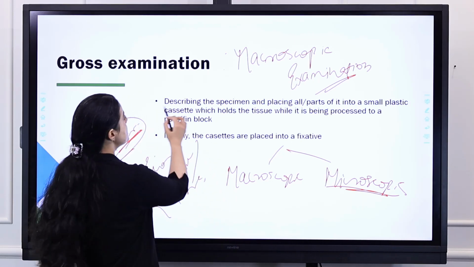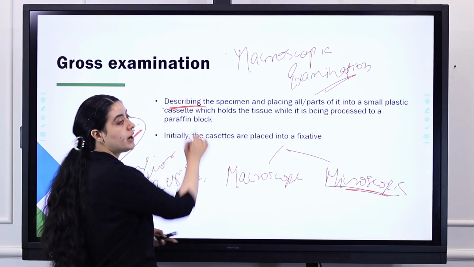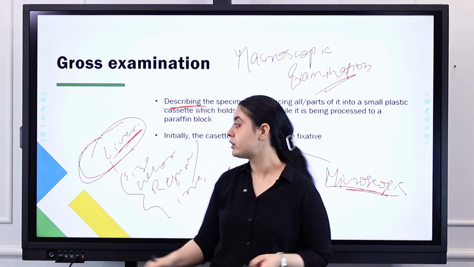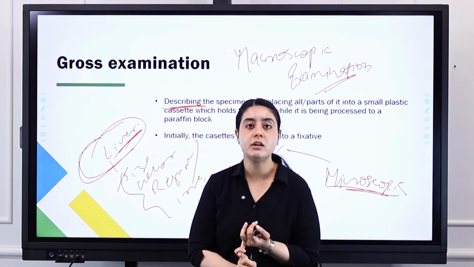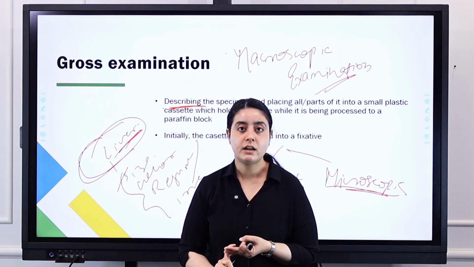So let's read. Describing the specimen, right? You have to describe the whole specimen, as I have told you. Like this is the liver. First you have to know that this is the liver, and this is the size, this is the color, right?